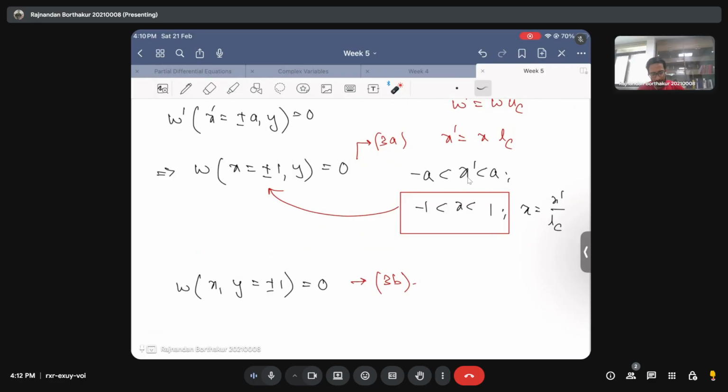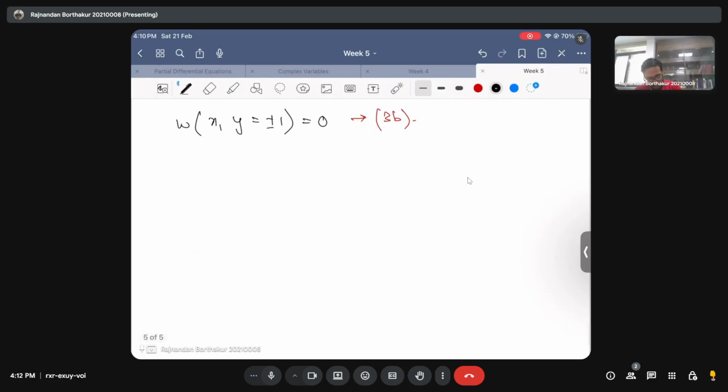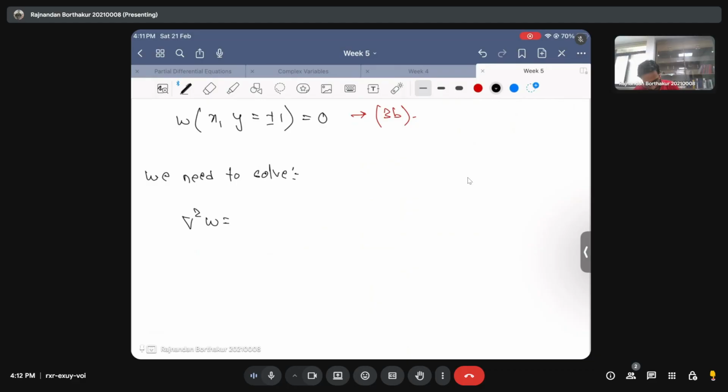All right. Maybe I'll write down the summary. So we need to solve del square w equal to minus 1, subject to the fact that w at x equal to plus and minus 1 for all y is equal to 0, and w for all x and y equal to plus and minus 1 is equal to 0. Okay, this is all that we need to solve for.